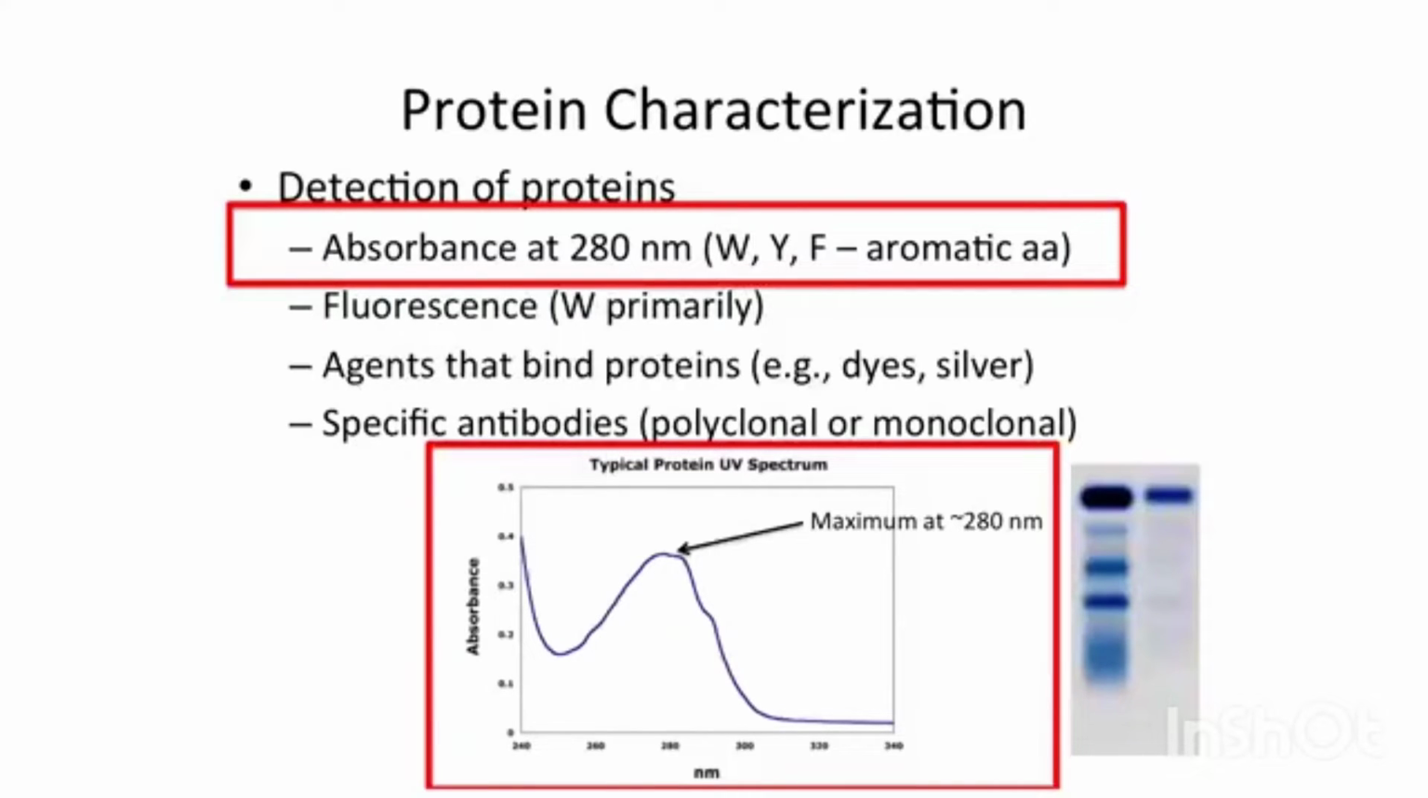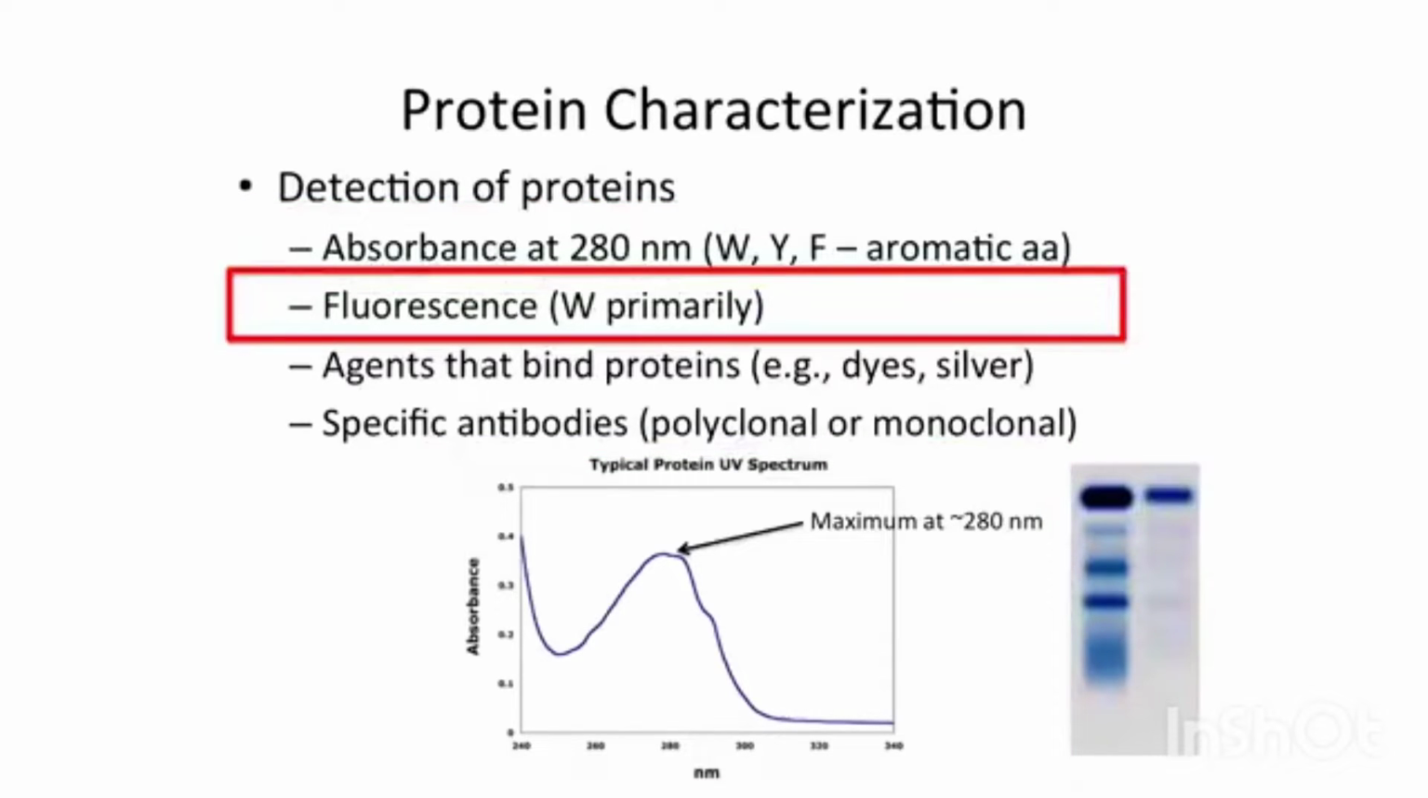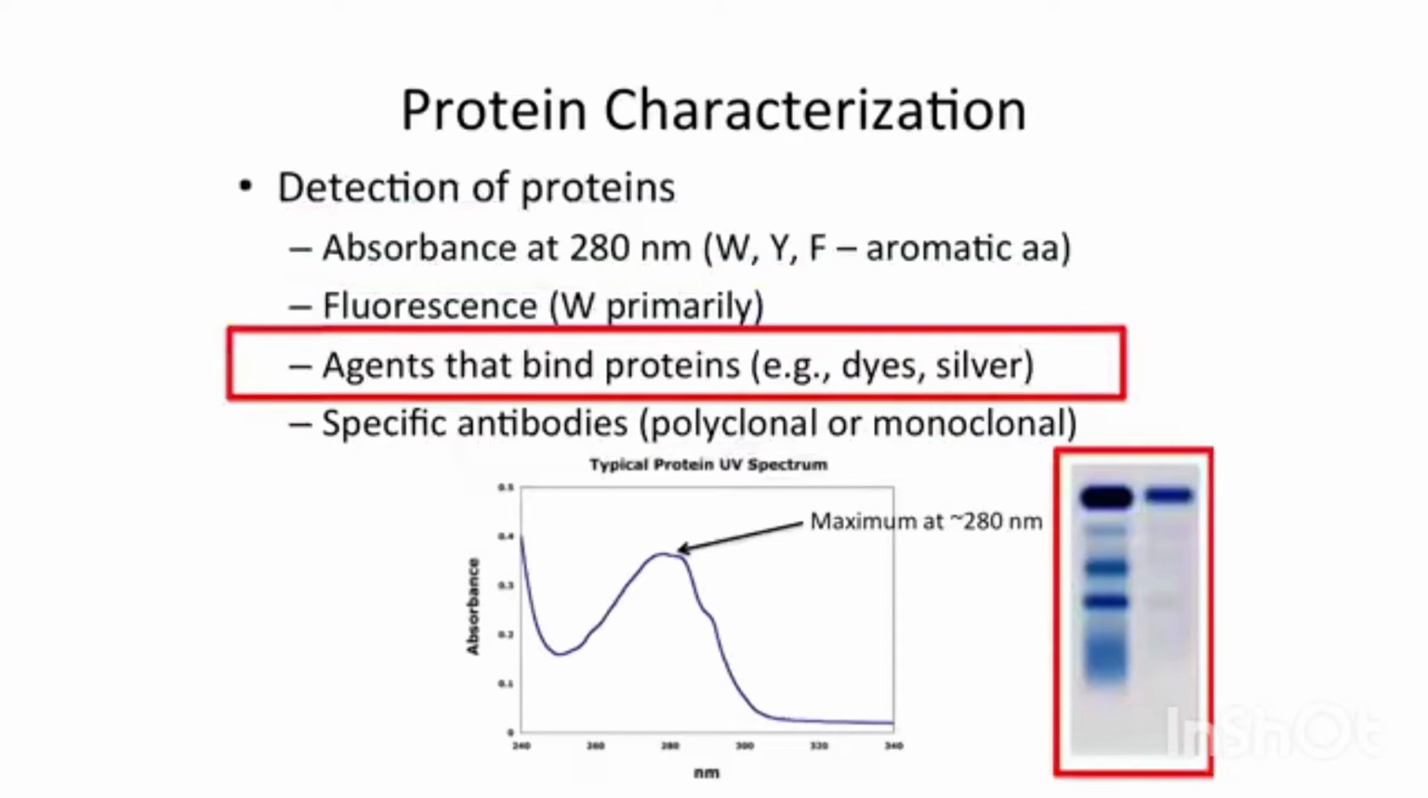And so if you're trying to purify a protein, and you have a sample and you look at its UV spectrum and it doesn't have a maximum at 280, then you need to really think about what you're purifying and what's going on. You can also use fluorescence, which is primarily tryptophan. There are also agents that bind proteins. They're dyes like Coomassie blue, shown here, or silver, which is more expensive but also more sensitive. And we'll see examples of where these are used shortly.